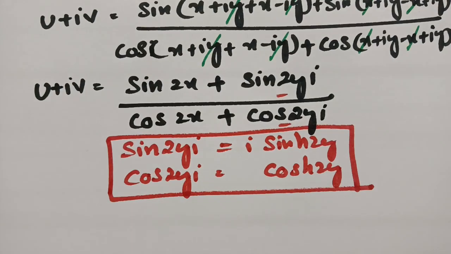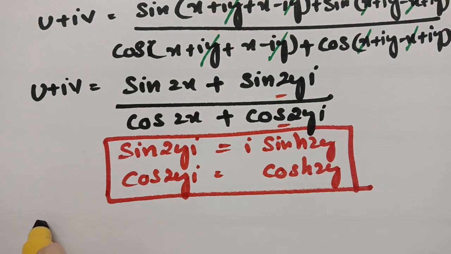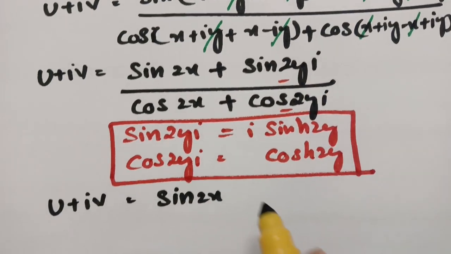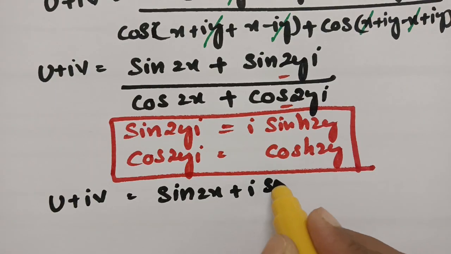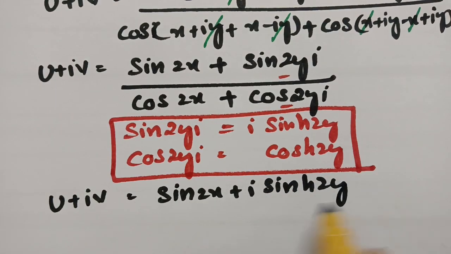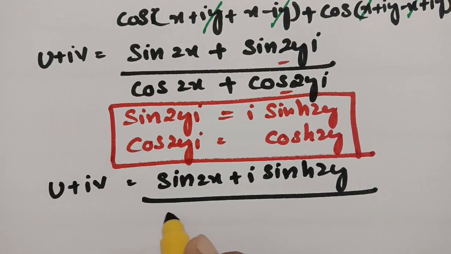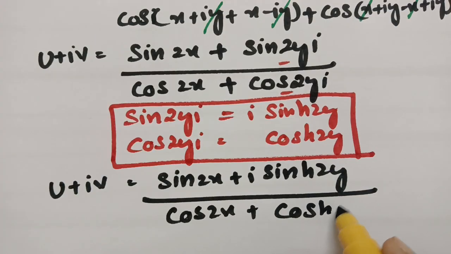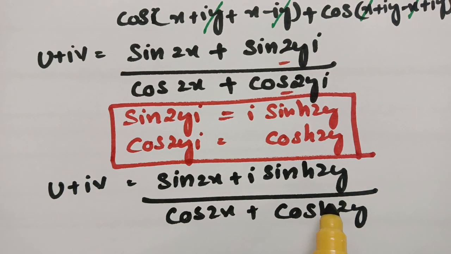So I am going to substitute: U plus iV is equal to sine 2x plus i sinh 2y. Clear? Next one here, cos 2x plus cos 2iy, so there is no need of i, so we can straightly write cosh 2y. So both the formulae are substituted here.